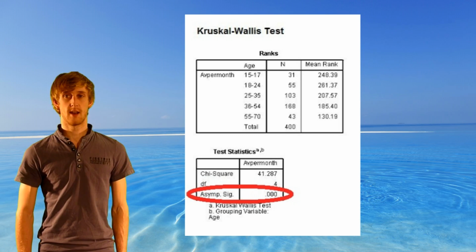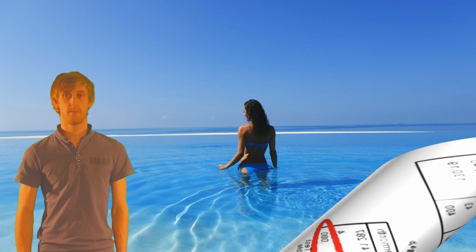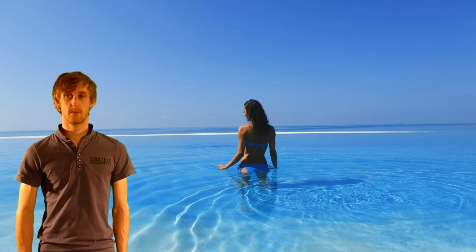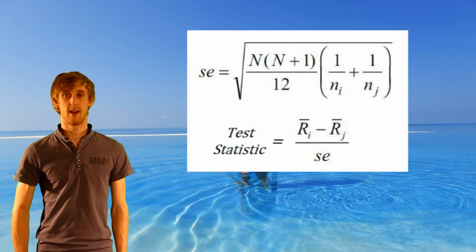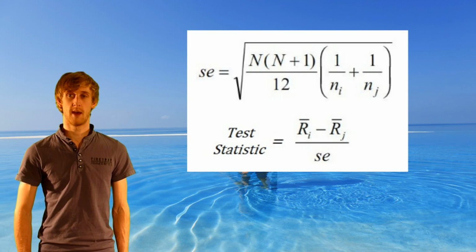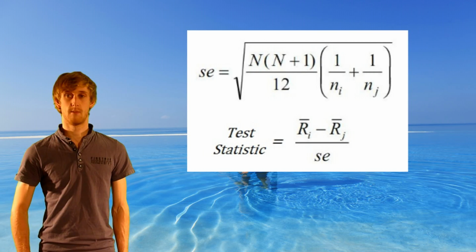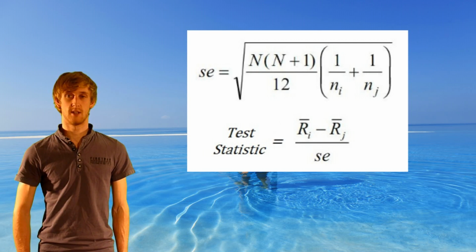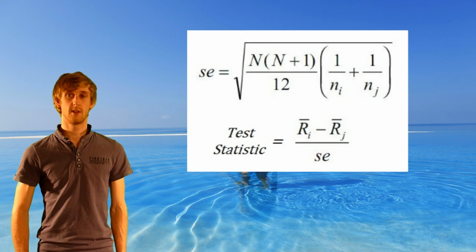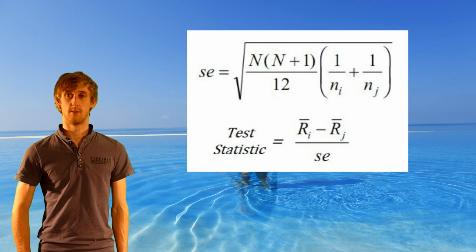We then need to calculate the standard error for each pair. We use this equation, where n is the total sample size and ni and nj are the sample sizes for the groups being compared. We then need to divide the difference of the sums of ranks by the standard error figure, which gives you the test statistic. We then compare this with the value from the Q table. If the test statistic is greater, you reject the null hypothesis.